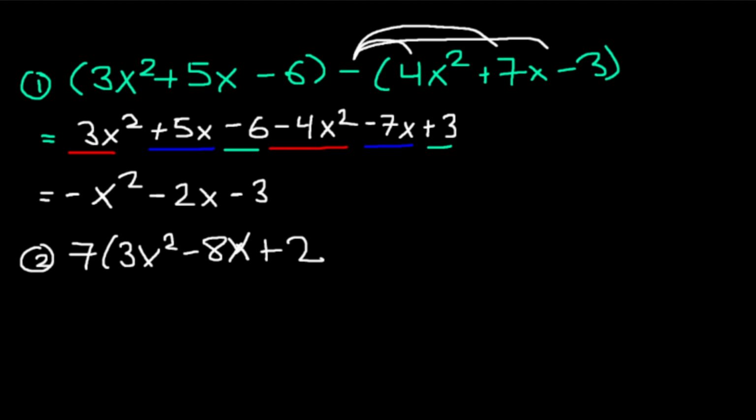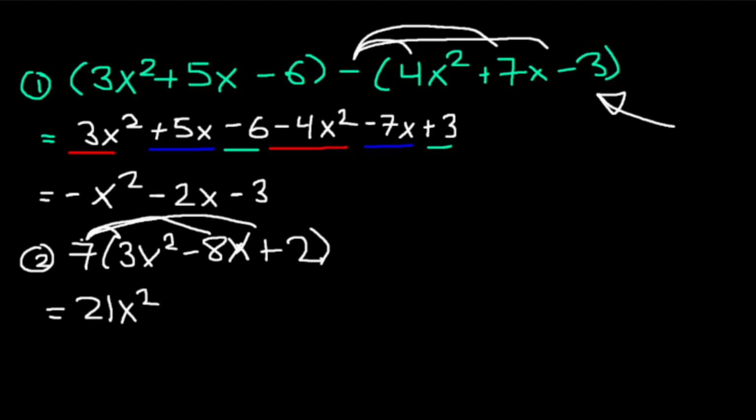Alright, so what we need to do here is distribute, just like what we did right here, distribute the 7 to all of these terms in the trinomial. So 7 times 3 would give you 21x squared. 7 times minus 8 will give you minus 56. And we have to bring the x because we're multiplying it by x also. And 7 times 2 would just give you 14.